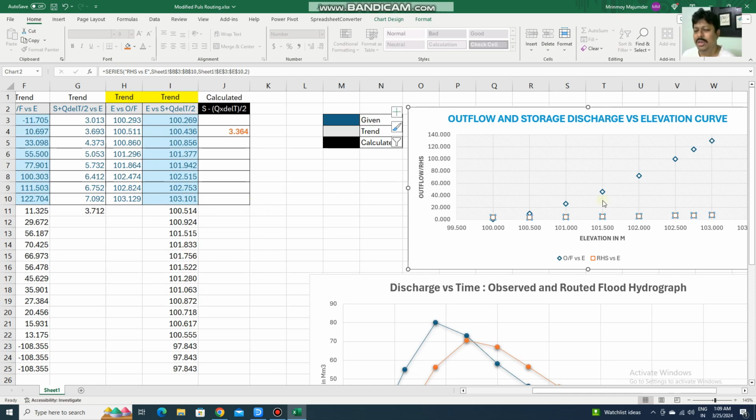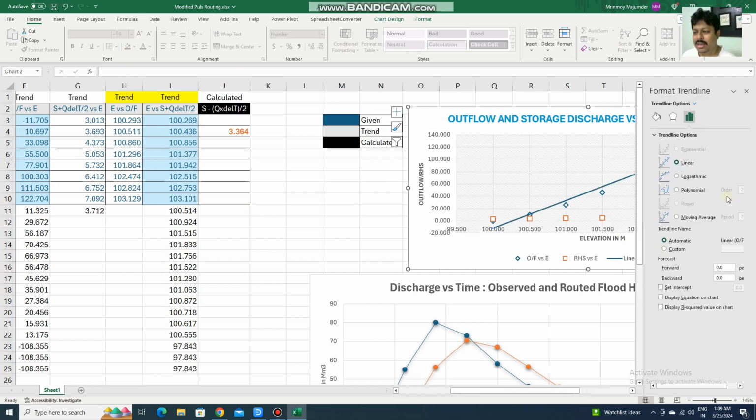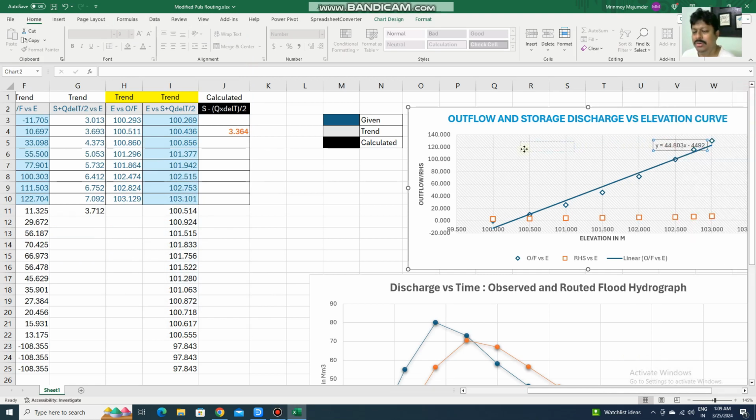Okay, so if you have Excel, you can do another thing also. Just select it, add trend line, linear, and also use the display equation on chart. Remember to display it. Then what happens? This is your linear equation. Put the new x here in place of x, and you will get the value of y for that corresponding new x. Here x is the elevation, y is the outflow.